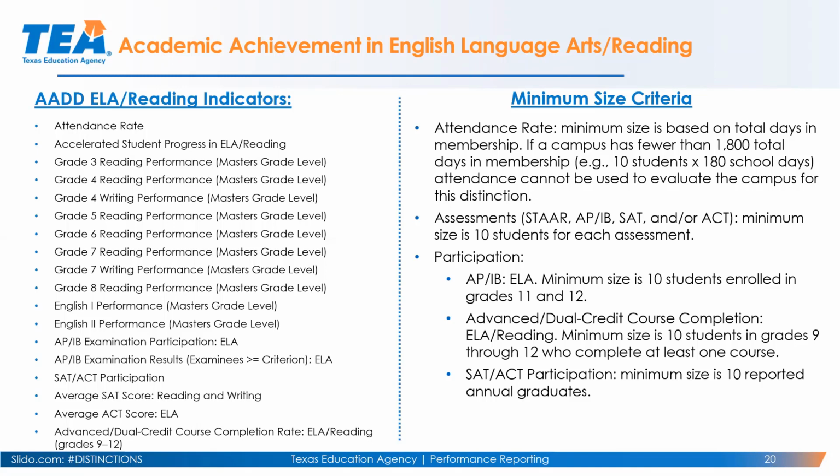The minimum size criteria for our assessments, we're talking about STAAR, AP, IB, SAT, and or the ACT test. Minimum size for assessments is 10 students for each of those assessments. The minimum size for our participation indicators is as follows. For AP, IB, minimum size is 10 students enrolled in grades 11 and 12. For advanced dual credit course completion, we're looking at 10 students in grades 9 through 12 who complete at least one course. And for SAT, ACT participation, the minimum size is 10 reported annual graduates. These are all of our indicators for academic achievement in reading, language arts, and our minimum size criteria.